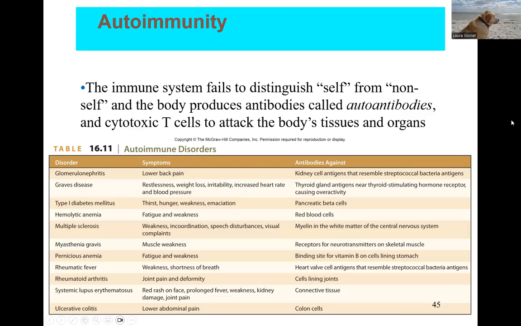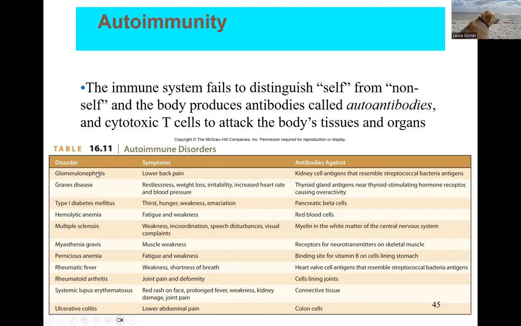Autoimmunity is when the immune system fails to distinguish your self cells from your non-self cells and produces antibodies called autoantibodies and cytotoxic T cells to attack the body's tissues and organs. So you shouldn't make antibodies to antigens normally found on your cells. And this is a list of different types of autoimmune disorders. Some you may be familiar with, and some you may not be.